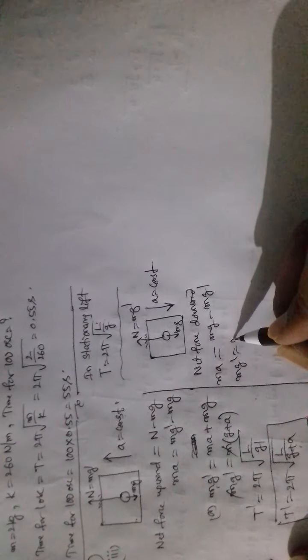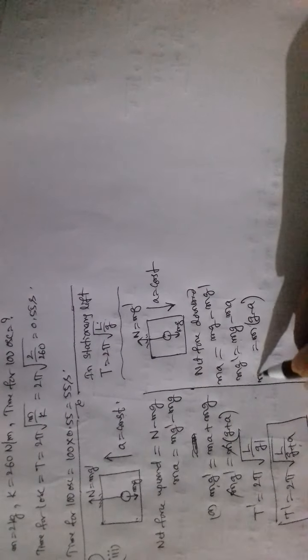And minus mg dash brought to left hand side, ma brought to right hand side, taking m common, m gets cancelled, g dash is equal to g minus a, T dash is equal to 2 pi root L by g dash. 2 pi root L by g dash means g minus a, T dash.